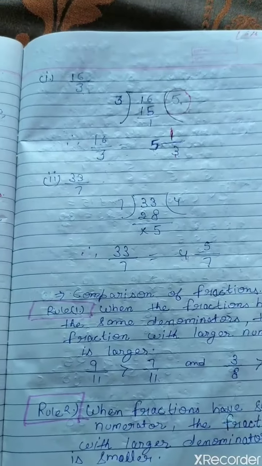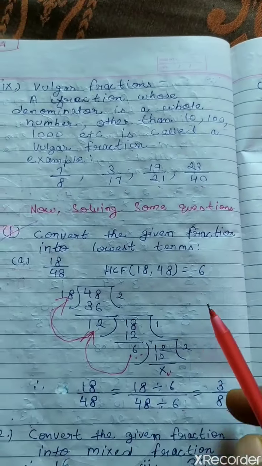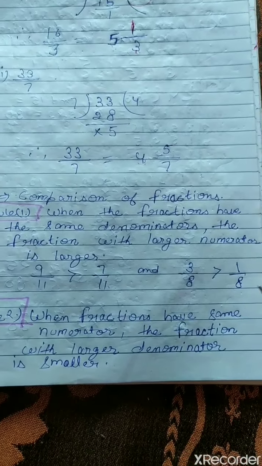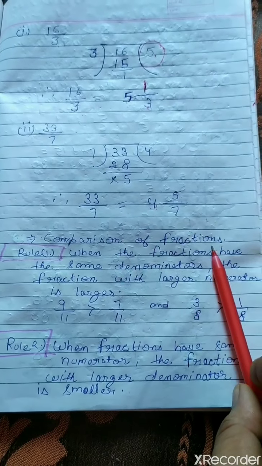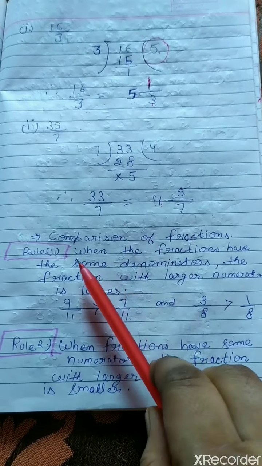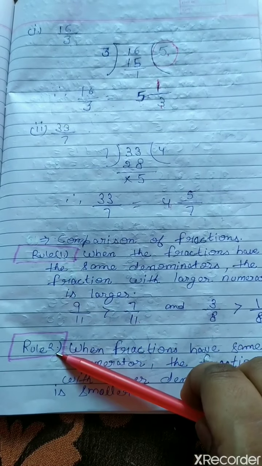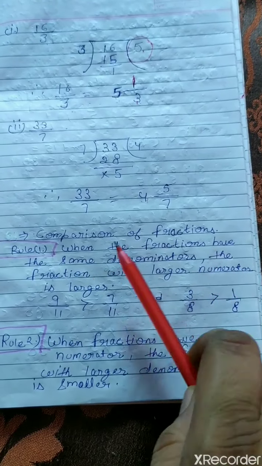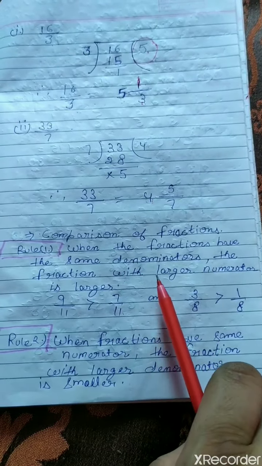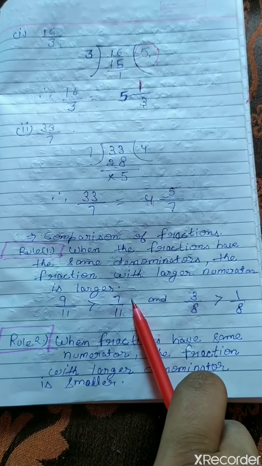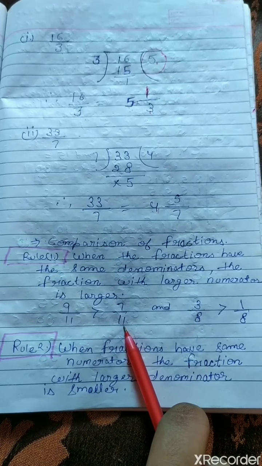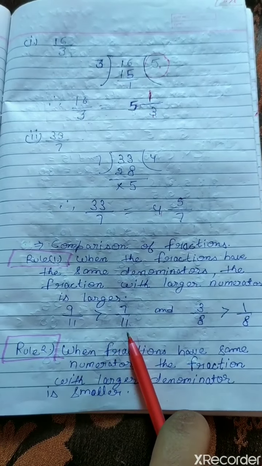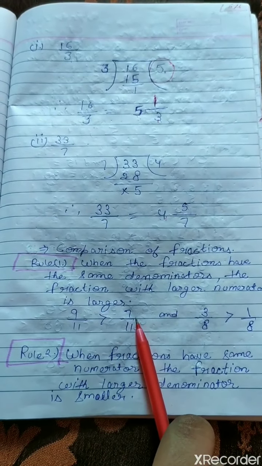Now you have seen the vulgar fractions. Now you have to see the comparison of fractions: how to compare which fraction is greater or smaller. It has two rules, rule number 1 and rule number 2. When the fractions have the same denominator, the fraction with the larger numerator is greater. Here you can see the denominator is 11 in both places. So the denominator is the same, so only compare the numerators.